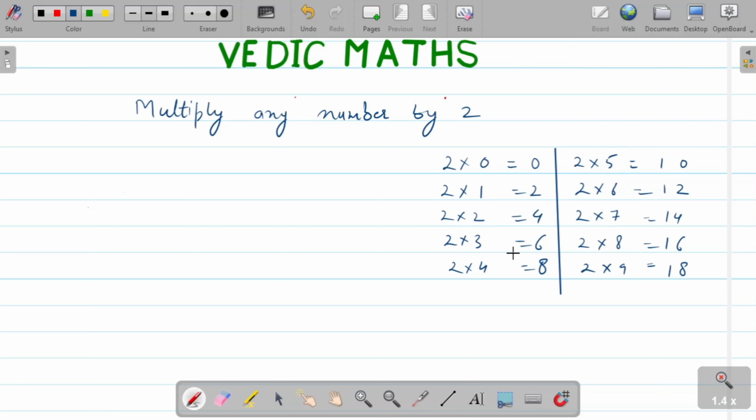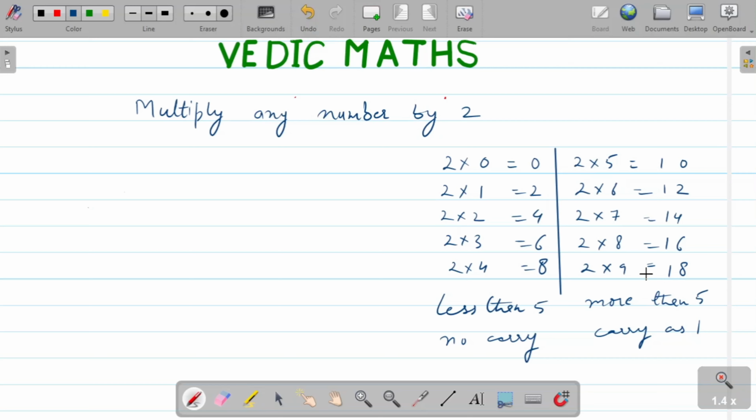Okay. Here, the point to be noted is whenever we multiply 2 with a number which is less than 5, there is no carry. When the number is 5 or more than 5, there is a carry, and the only carry is 1. ध्यान रहे कि यहाँ पर कैरी सिर्फ और सिर्फ 1 ही आने वाला है, इसके अलावा कुछ नहीं.